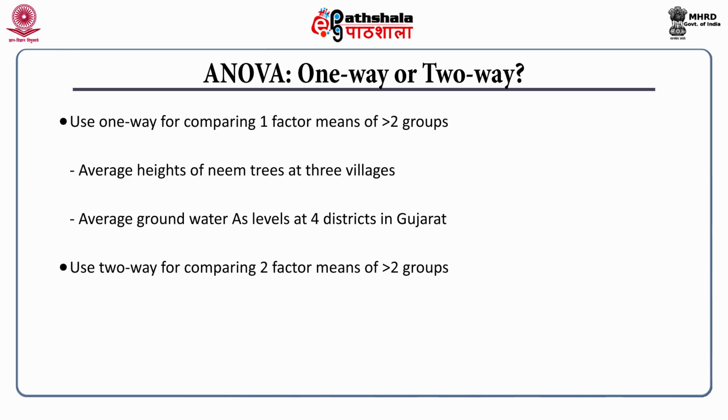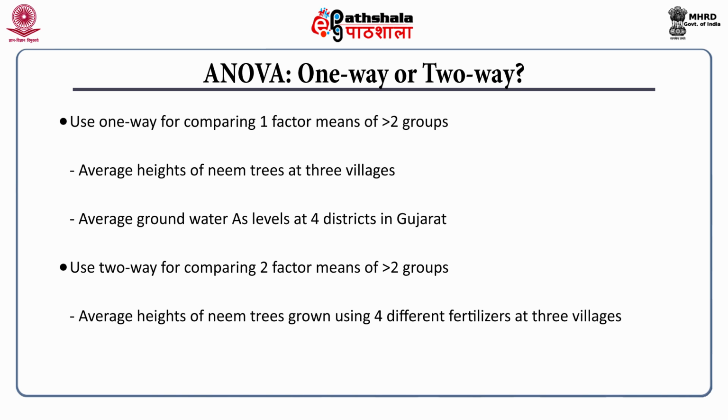Now in the case of two-way ANOVA, for 2 factor means of more than 2 groups, again the response variable is only one, the average height of the neem tree, but there is more than one treatment variable. Here the treatment variables are 4 different fertilizers at 3 villages. So the 2 factors are fertilizers and villages. Village and fertilizers are factors affecting the height, our response variable. The next example is average arsenic levels at shallow, moderate and deep wells in 4 districts. Arsenic level is our response variable, while treatment variables are 2: the types of well and the place, that is basically 4 districts.